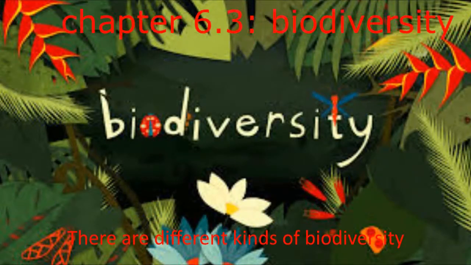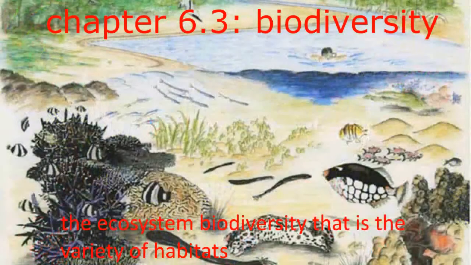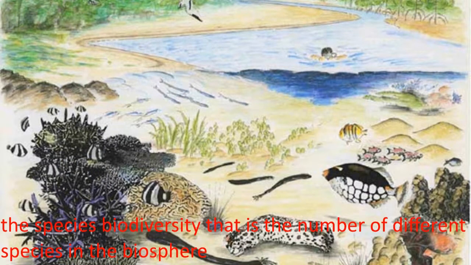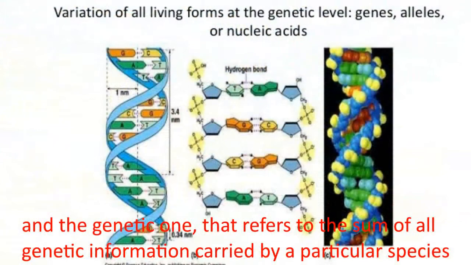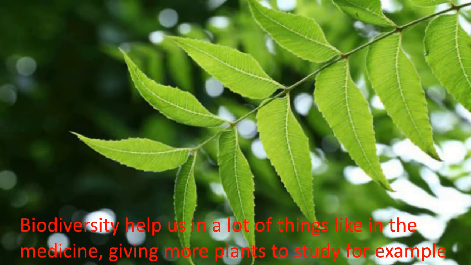There are different kinds of biodiversity. The ecosystem biodiversity, that is the variety of habitats; the species biodiversity, that is the number of different species in the biosphere; and the genetic one, which refers to the sum of all genetic information carried by a particular species. Biodiversity helps us a lot in other things, like in medicine, giving us more plants to study, for example.